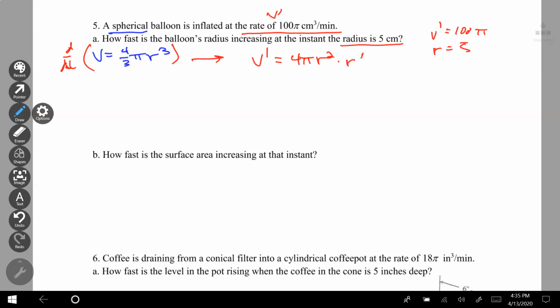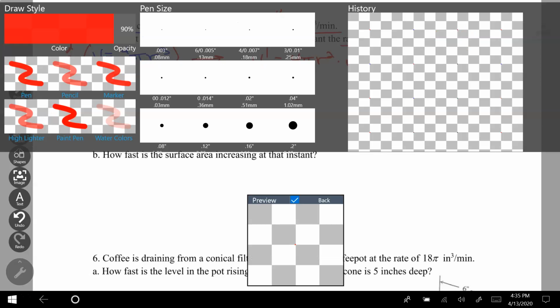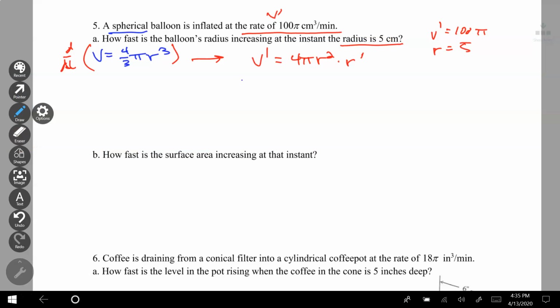My radius is equal to 5. So I'm trying to solve for r prime. How fast is the radius increasing? So I can plug in all those numbers. 100 pi equals 4 pi times 5 squared times r prime. 100 pi equals 100 pi times r prime.